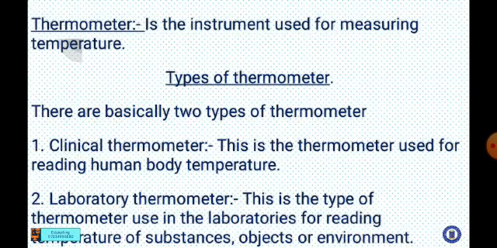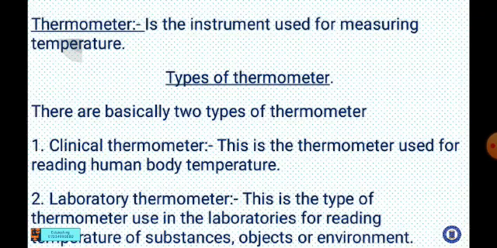What is thermometer? Thermometer is the instrument used for measuring temperature. It is the instrument used for knowing how hot or cold a particular thing is. It enables us to measure the hotness or coldness of a body.